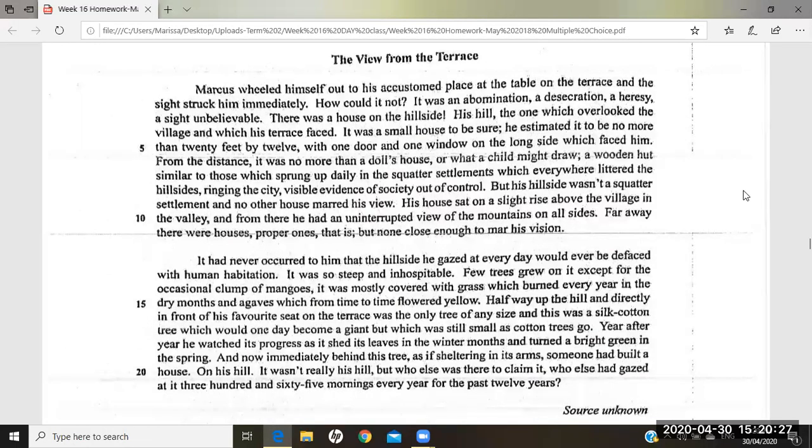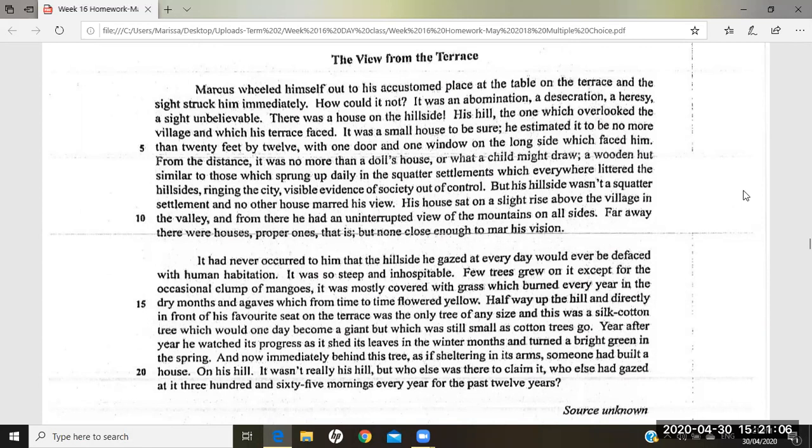It had never occurred to him that the hillside he gazed at every day would ever be defaced with human habitation. It was so steep and inhospitable. Few trees grew on it except for the occasional clump of mangoes. It was mostly covered with grass, which burned every year in the dry months, and agaves, which from time to time flowered yellow. Halfway up the hill and directly in front of his favorite seat on the terrace was the only tree of any size, and this was a silk-cutting tree, which would one day become a giant, but which still was small as cutting trees could go.